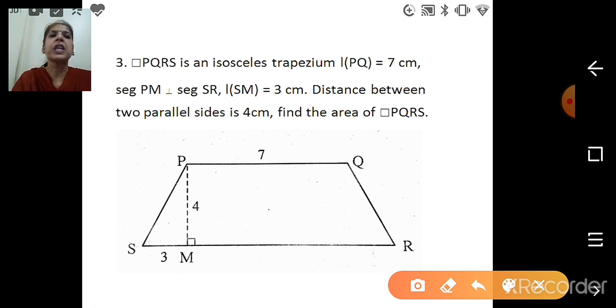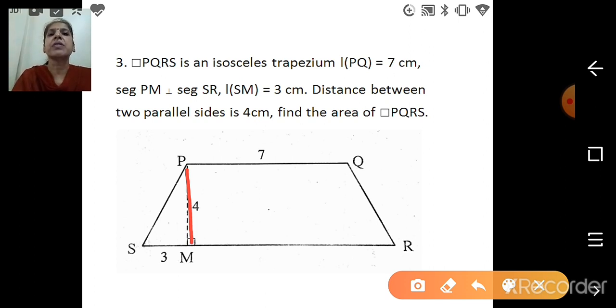So it is an isosceles trapezium. Then what is given? PQ is 7 cm. It means one of the parallel sides is 7 cm. And segment PM is perpendicular to SR. It means this is the height of the trapezium, the distance between the two parallel lines. And SM is 3 cm. So this part is given, SM, and that is 3 cm. Distance between the two parallel sides is 4 cm. This is PM, which we have said earlier, it is perpendicular to SR.